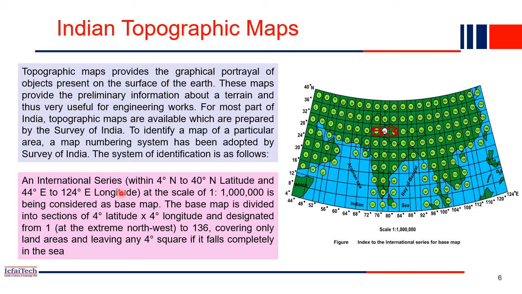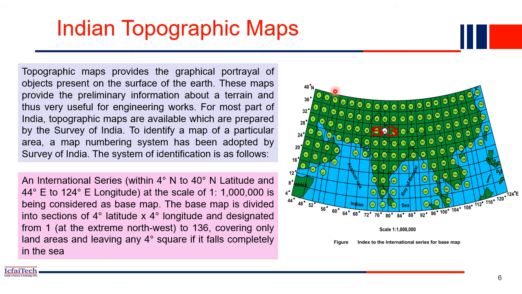So an international series, within 4° north to 40° north latitude and 44° east to 124° east longitude, at a scale of 1 is to 10 lakh, is being considered as a base map. So the base map we prepare, we have the entire world map, the entire globe. We divide the entire world map into grid points from 4° north to 40°. This is the Indian region basically we are talking about.